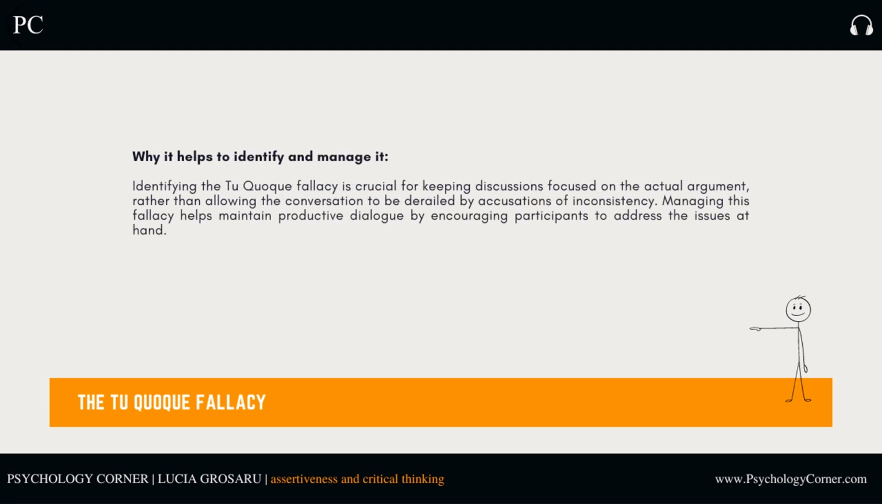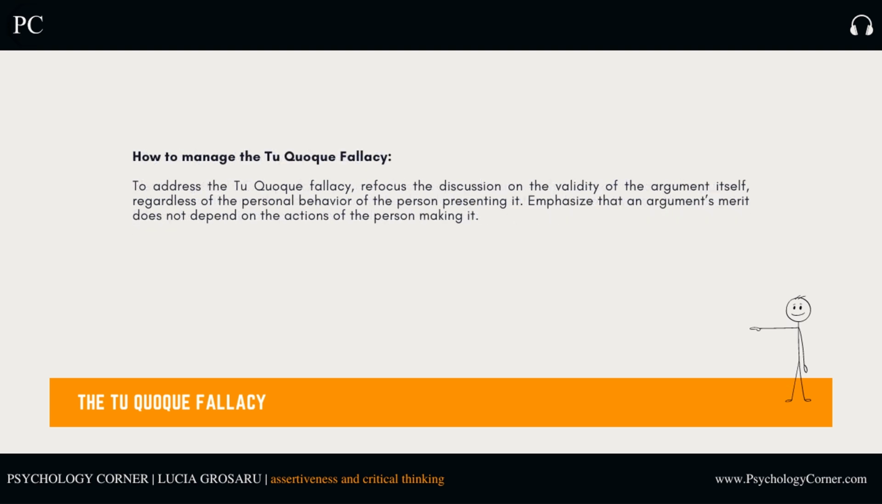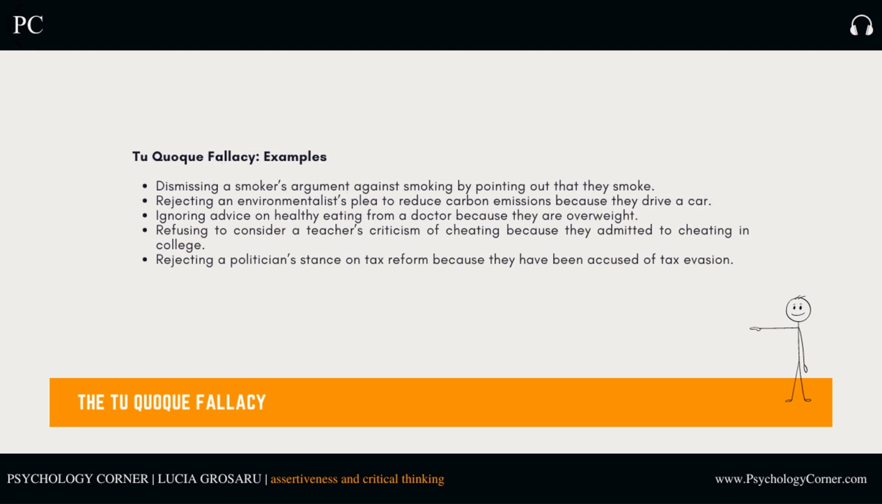Identifying the Quoque fallacy is crucial for keeping discussions focused on the actual argument, rather than allowing the conversation to be derailed by accusations of inconsistency. Managing this fallacy helps maintain productive dialogue by encouraging participants to address the issues at hand. To address the Quoque fallacy, refocus the discussion on the validity of the argument itself, regardless of the personal behavior of the person presenting it. Emphasize that an argument's merit does not depend on the actions of the person making it. Quoque. Examples.